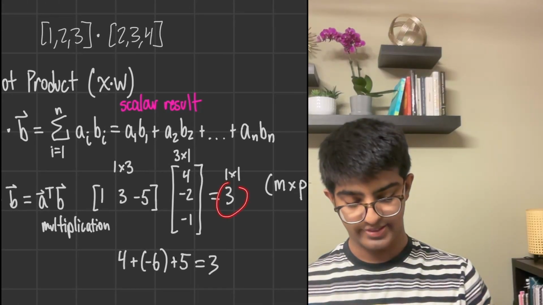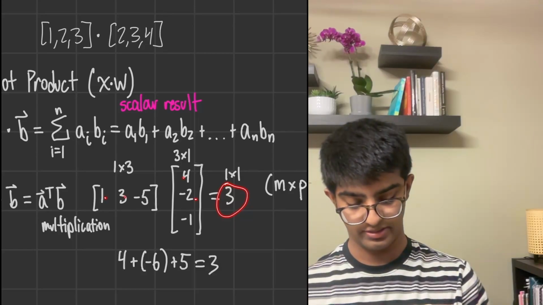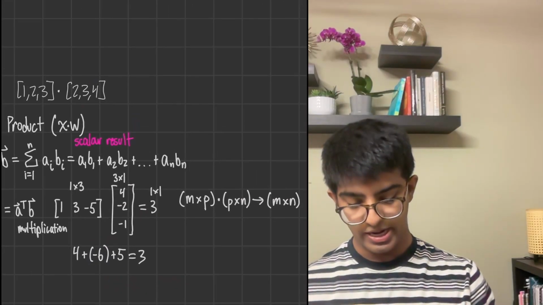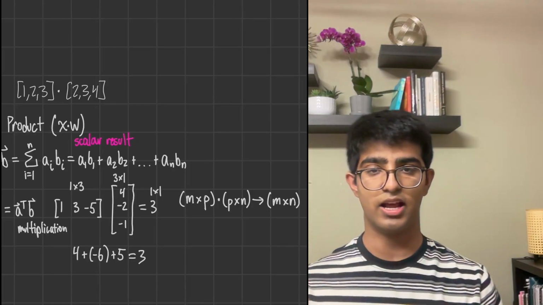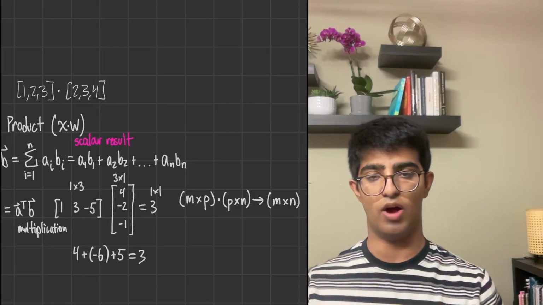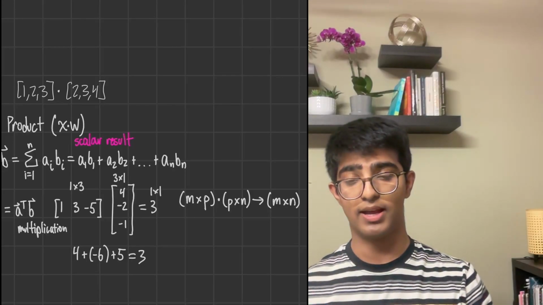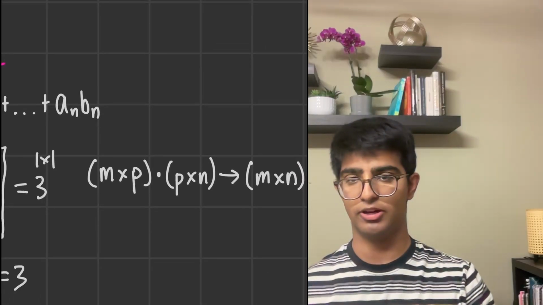And we get this scalar value because 1 times 4 is 4, 3 times -2 is -6, and -5 times -1 is 5, which adds up to 3. An important thing to note here, which will dictate when and why we have to transpose, is that when we multiply vectors or matrices, we have to be careful about their dimensions.